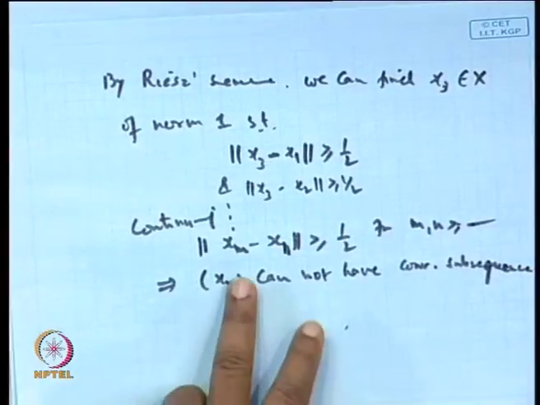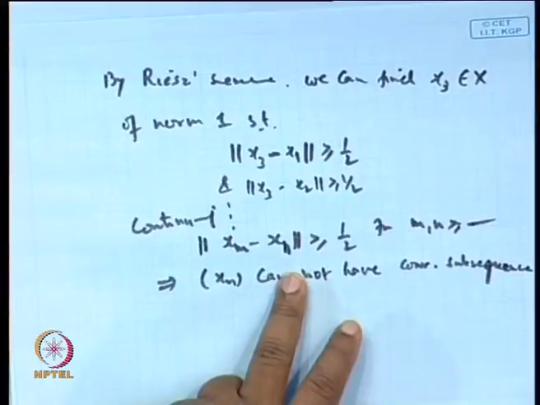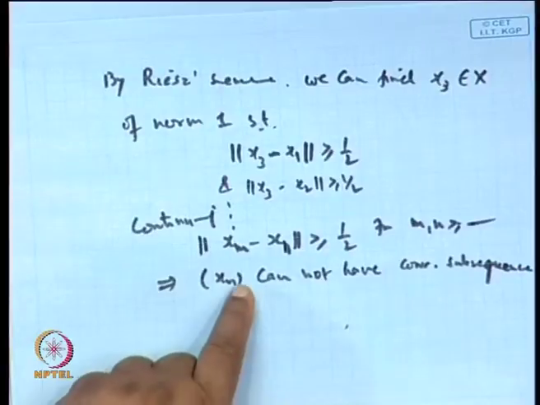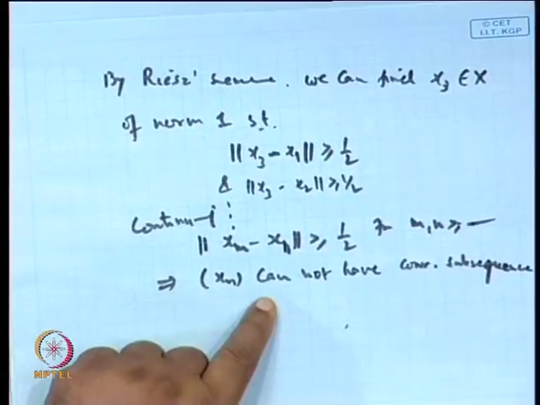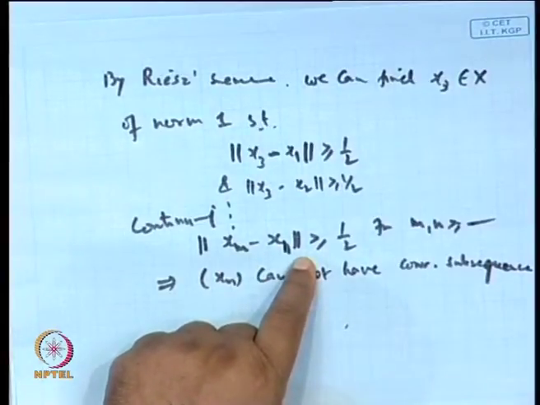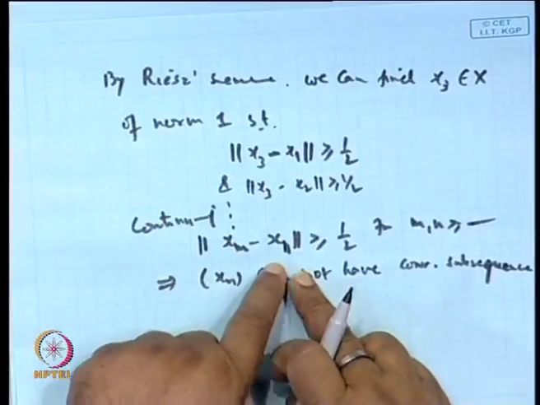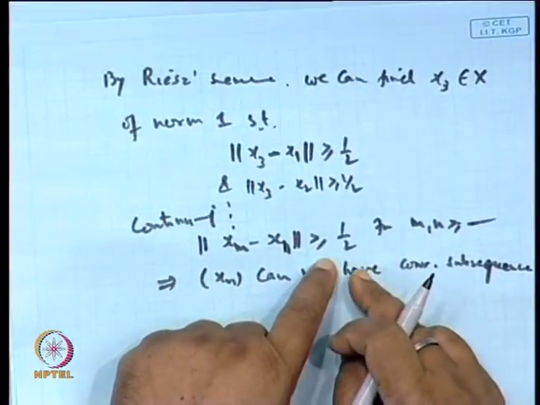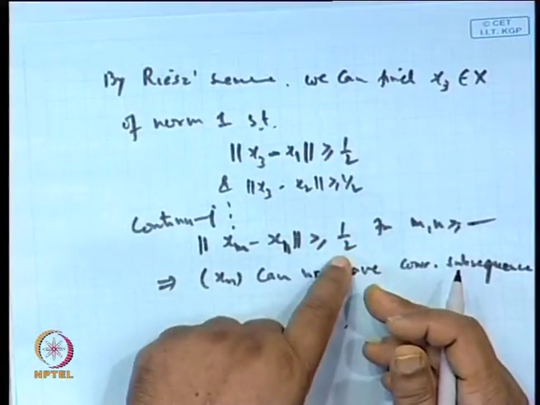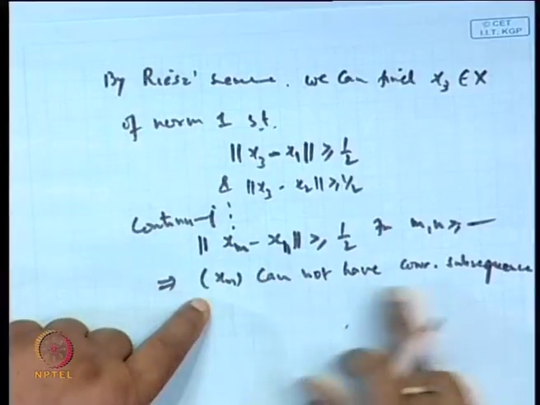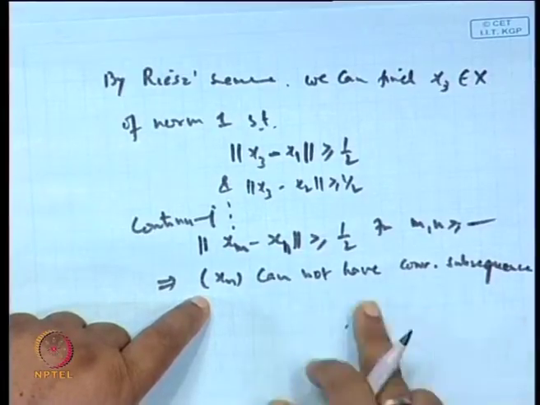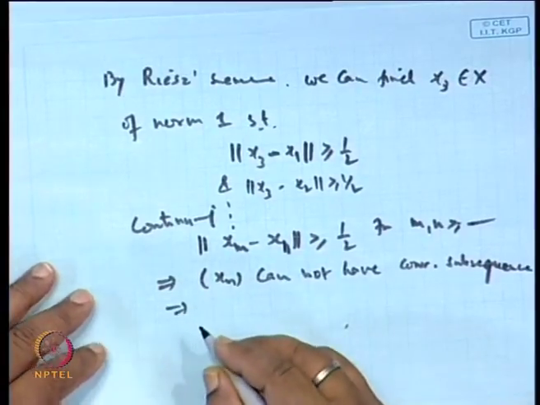Why? Because if a sequence is convergent, it must be a Cauchy sequence, since it is a sequence of real or complex numbers. Convergent means it is Cauchy, so the distance between xm and xn must be less than epsilon. But here the distance between xm and xn is greater than or equal to half, which is our epsilon. Therefore, this sequence cannot have a convergent subsequence. Hence the set M is not compact.